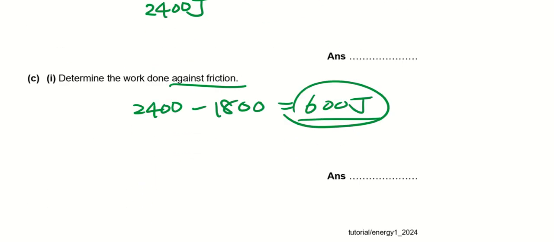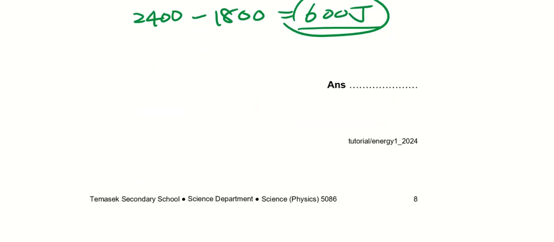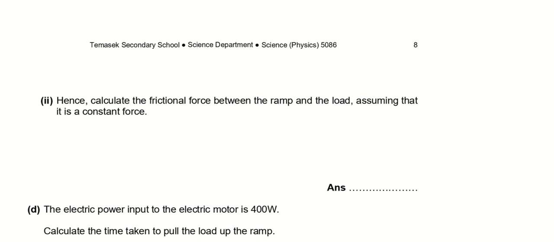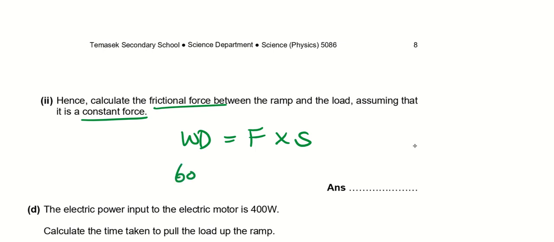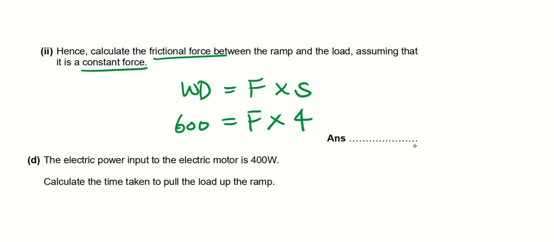Okay, so now that we have calculated the work done against friction, we can then calculate the frictional force, assuming that the frictional force is constant. So work done equals force times distance moved in the direction of the force, and we have established that the work done against friction is 600 joules. So the force is what we want to find, and the distance is 4 in the direction of the force. So the frictional force is a value of 150 newtons. Okay.